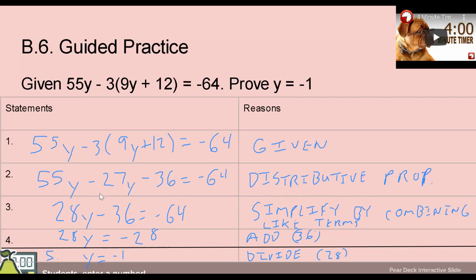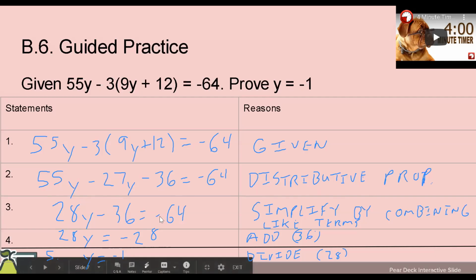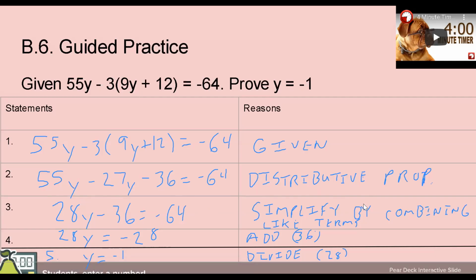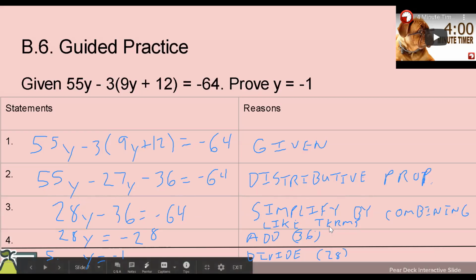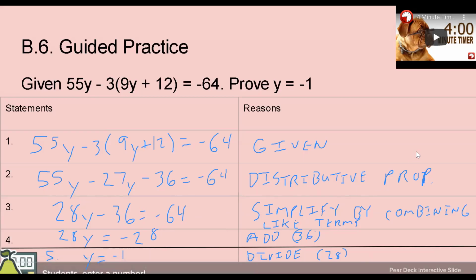The next thing I would do is combine like terms. So 55y minus 27y is 28y minus 36 is equal to negative 64. And again, that was simplifying by combining like terms. Then I would add 36 to both sides to get 28y is equal to negative 28. And then last is I would divide by 28 to get y equals negative 1. So again, really, all that changes is instead of showing your work in the problem, you write your work out to the side on how you get each next step.